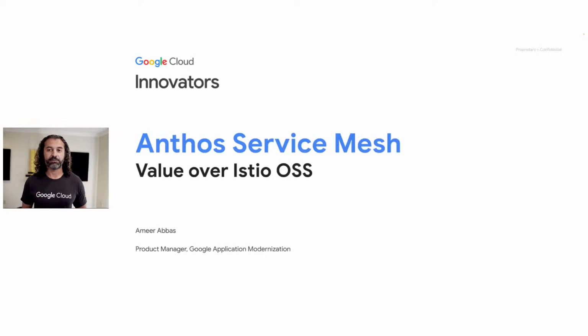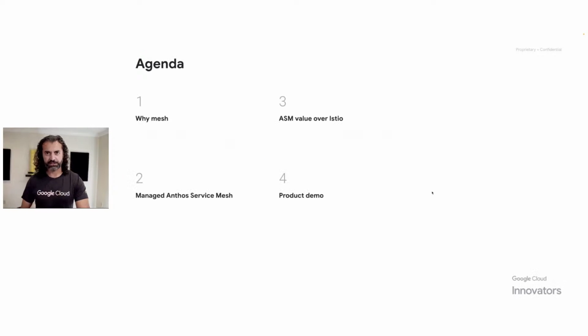Today, we're going to talk about what the mesh is doing for application modernization, how Istio is built, and most importantly, what is the value of managed Anthos Service Mesh, which is based on the Istio APIs, on top of running your own Istio. So let's get into it. These are some of the things we're going to talk about.